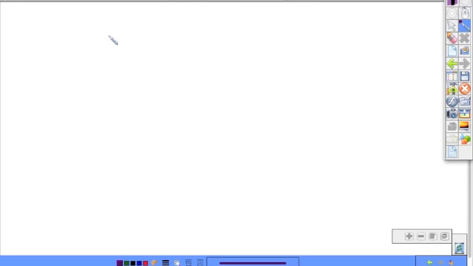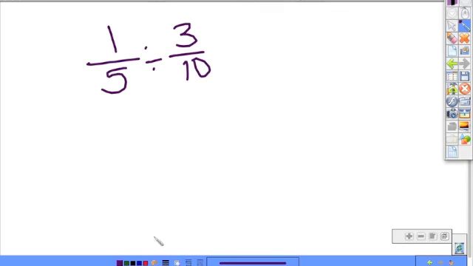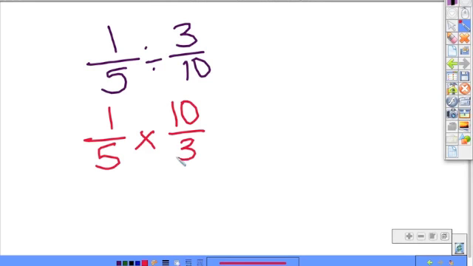I have 1 over 5 divided by 3 over 10. Okay, remember the rule. Don't mess with the first dude. He's going to get mad. He stays the same. Change my sign to a times. And I'm going to flip that second fraction, which means the 10 now goes on the top. The 3 now goes on the bottom.